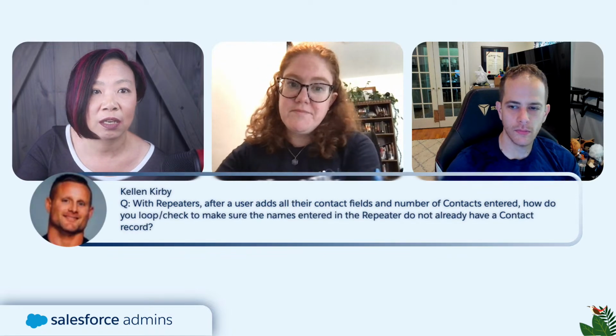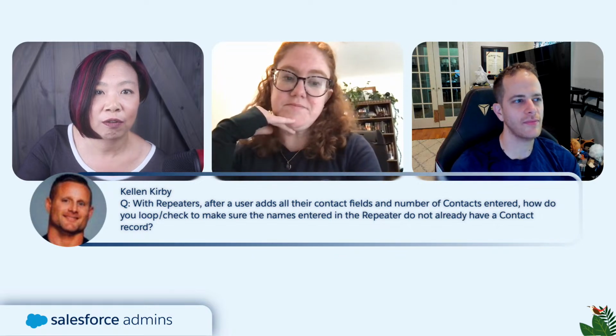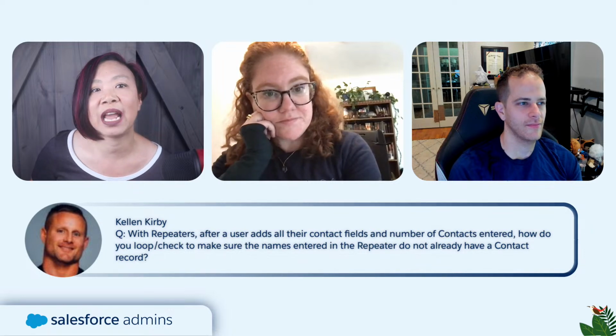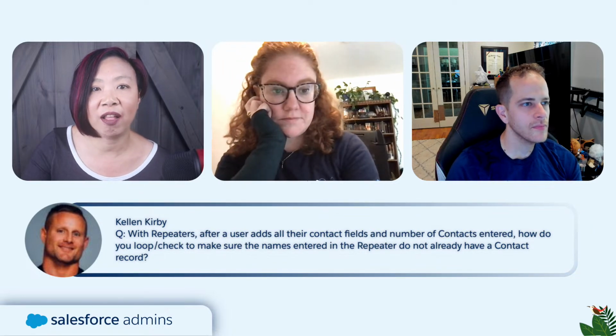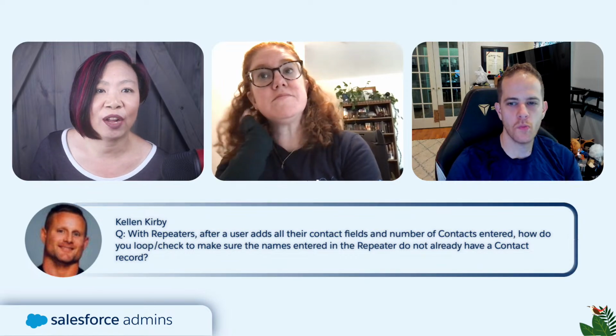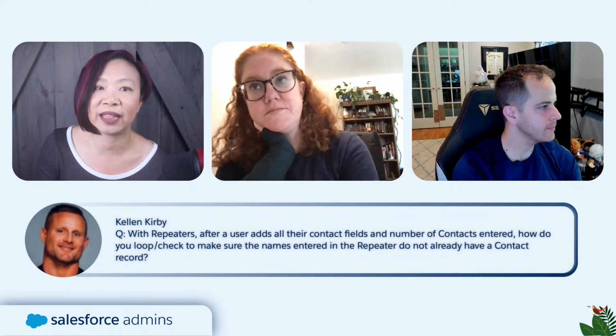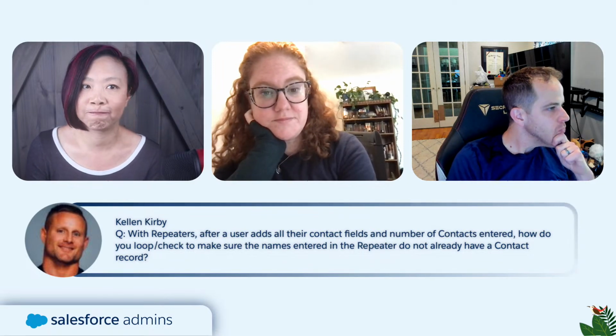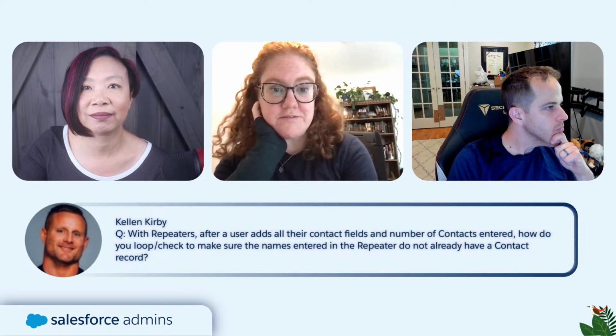We'll start with our first question from Kellen Kirby. With repeaters, after a user adds all of their contact fields and number of contacts entered, how do you loop and check to make sure that the names entered in the repeater do not already have a contact record? It's a great question.